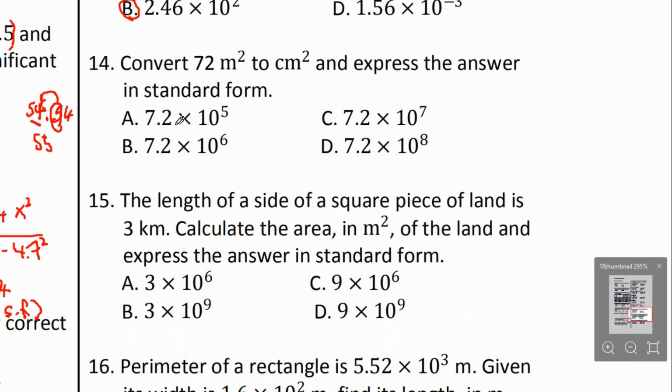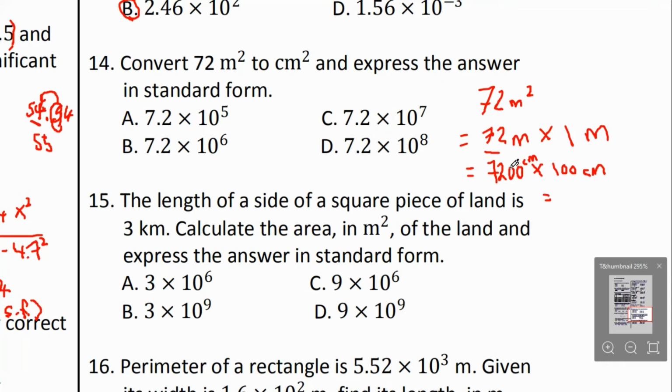Okay, 14. Convert 72 meters square to cm square and express the answer in standard form. So 72 meters square equals 72 meter times 1 meter, because 72 times 1 is 72. M times M will be M square. Okay, after that, meter to centimeter. So multiply by 100. So 72 multiplied by 100, so 7,200. 1 meter, change it to centimeter. So 100 centimeter. Okay, this is in centimeter.